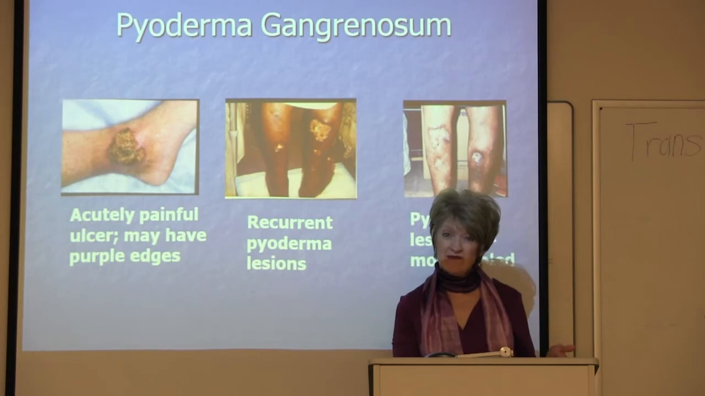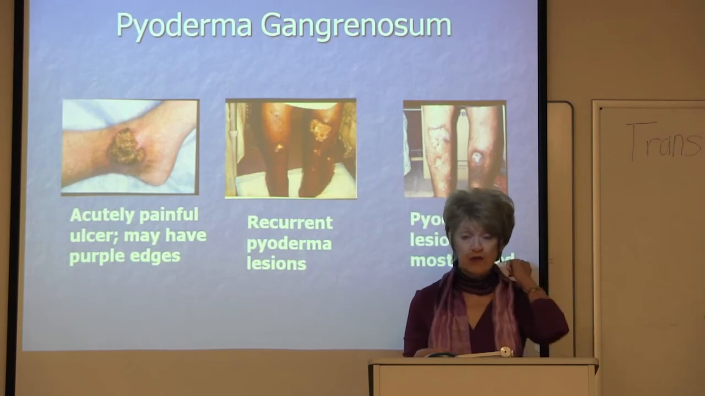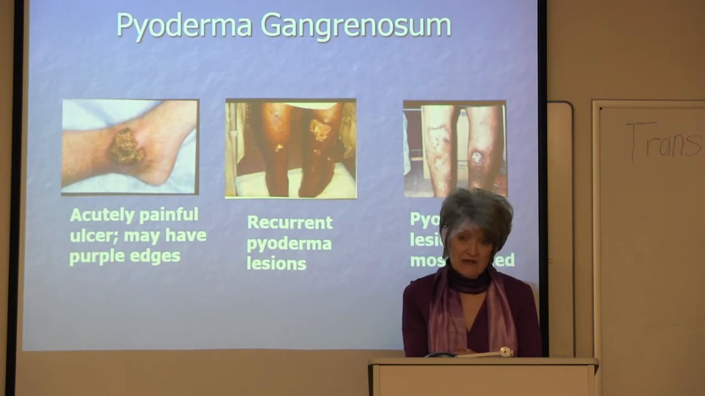So what did we say about vasculitic ulcers? Acutely painful, full thickness skin loss, can occur anywhere on the lower extremity, more common in patients who have some kind of autoimmune condition. That's exactly what we're saying about pyoderma gangrenosum.